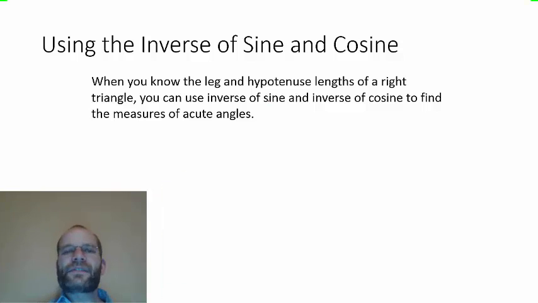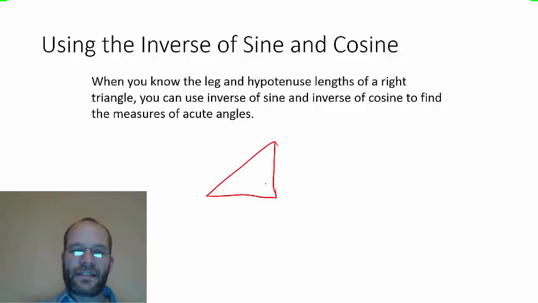How about the inverse of sine and cosine? They work exactly the same as the inverse of tangent. When we're trying to find an unknown angle measure, we use the inverse of the functions. So let's look at an example. Suppose we have this triangle. It's a right triangle. Suppose that this is 6 and this is 11, and we want to know the measure of that angle right there.